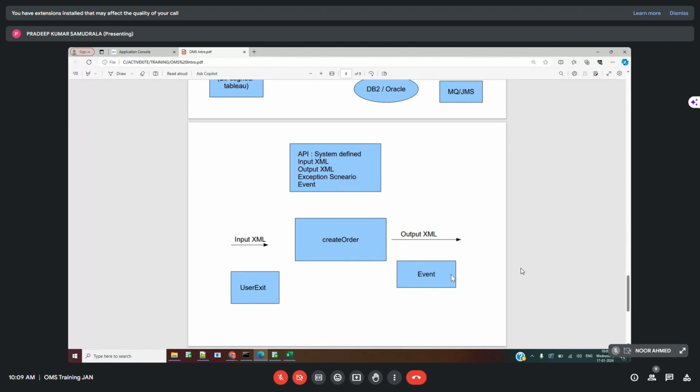So basically, user exit is something which helps in providing extra information or validation and modification which needs to be done on the input XML, and helps the API to process that particular message. That is called a user exit. And an event is something which is raised or invoked after the API invocation, based on the result of the API invocation.